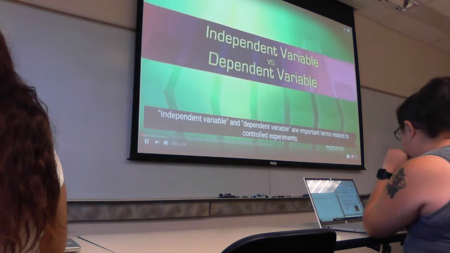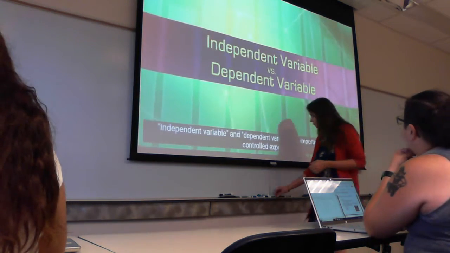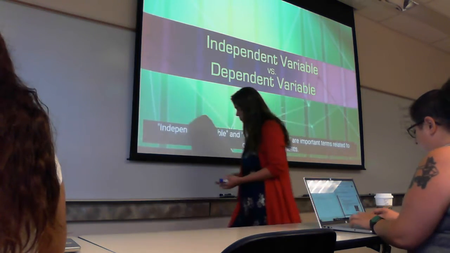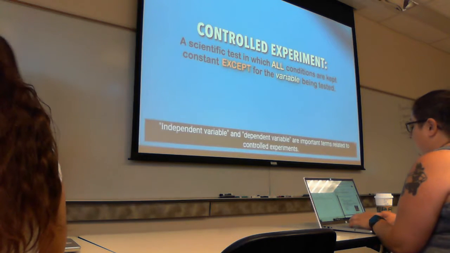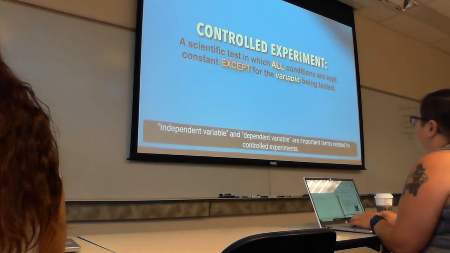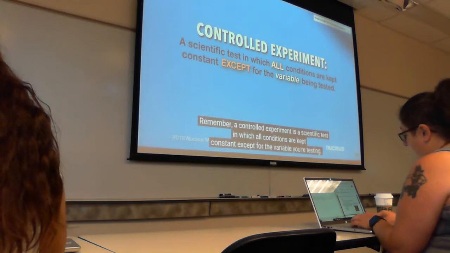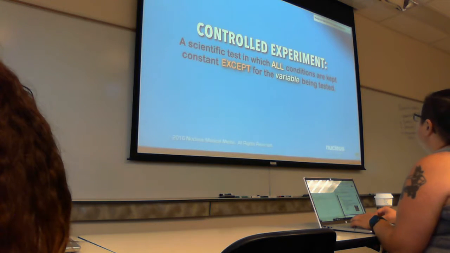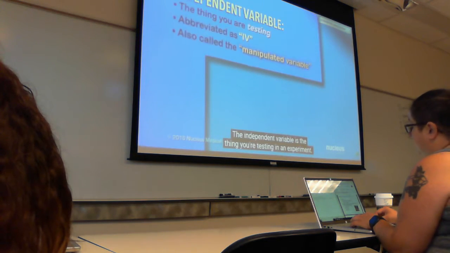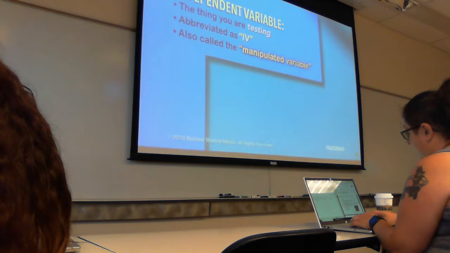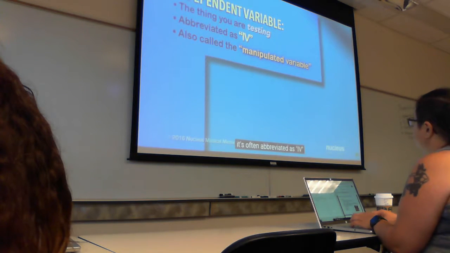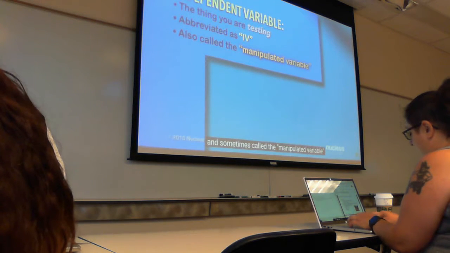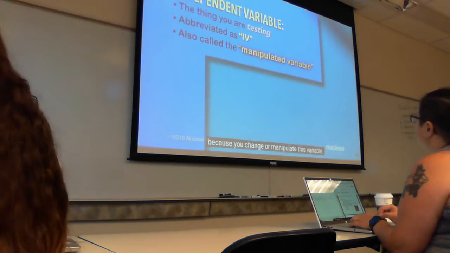Independent variable and dependent variable are important terms related to controlled experiments. Remember, a controlled experiment is a scientific test in which all conditions are kept constant except for the variable you are testing. The independent variable is the thing you're testing in an experiment. It's often abbreviated as IV and sometimes called the manipulated variable because you change or manipulate this variable.